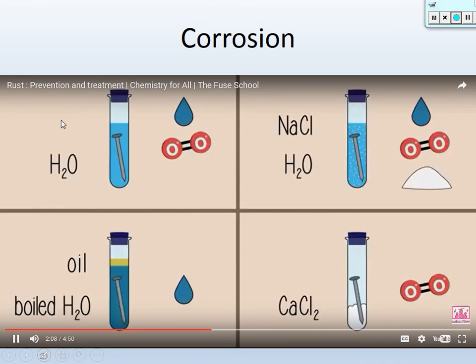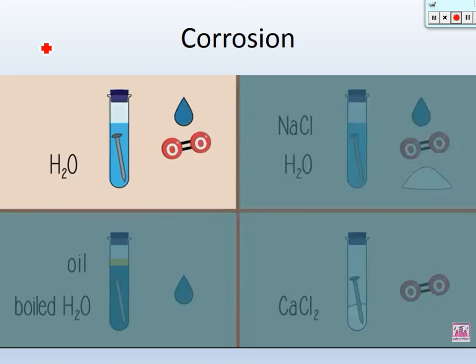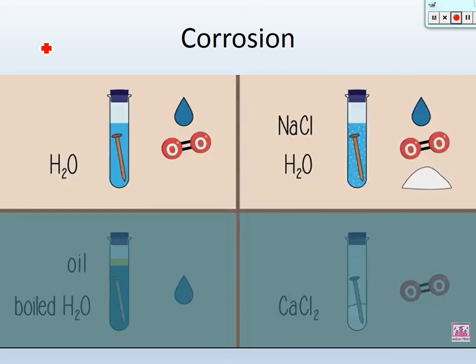Cover all 4 test tubes with a rubber bung and let stand for a couple of days. You will find that the nails in the 1st and 2nd test tubes have rusted. In particular, the nail in the 2nd test tube has rusted more than the nail in the 1st test tube. Good, so if you said number 2, you were right.